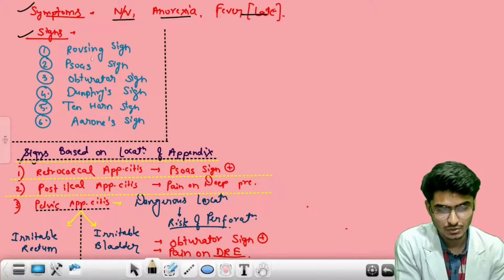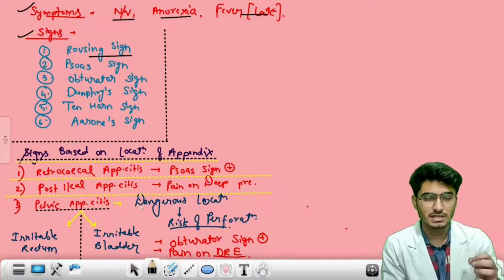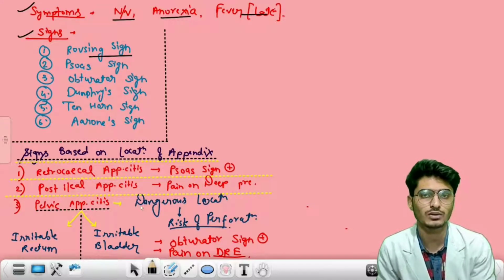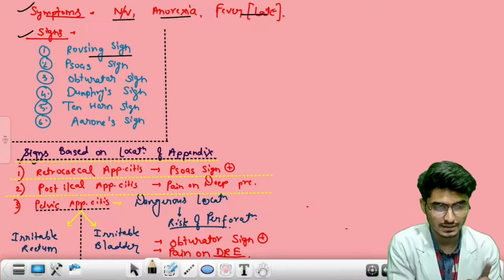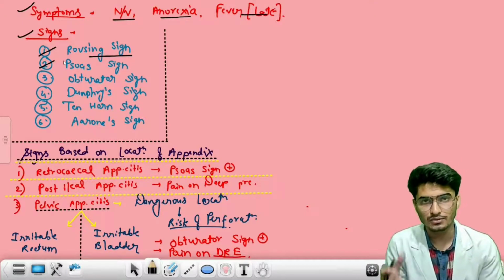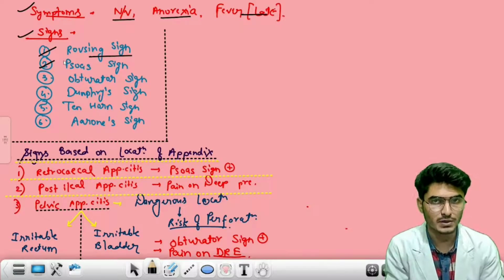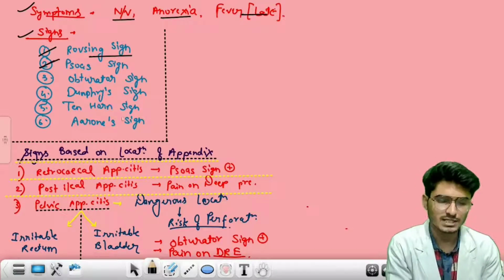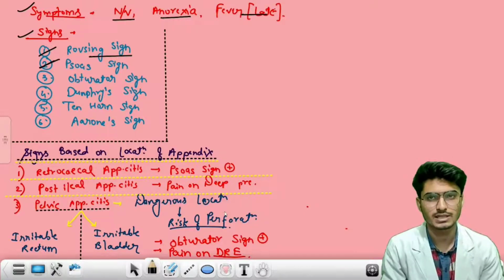Okay, it may be Rovsing sign, that is pressing on the left iliac fossa, and the patient complains of pain on the right iliac fossa. That is a Rovsing sign. So what is the psoas sign? The hyperextension of the right leg with respect to the hip joint causing pain. That is a psoas sign. That is because of retrocecal appendicitis.